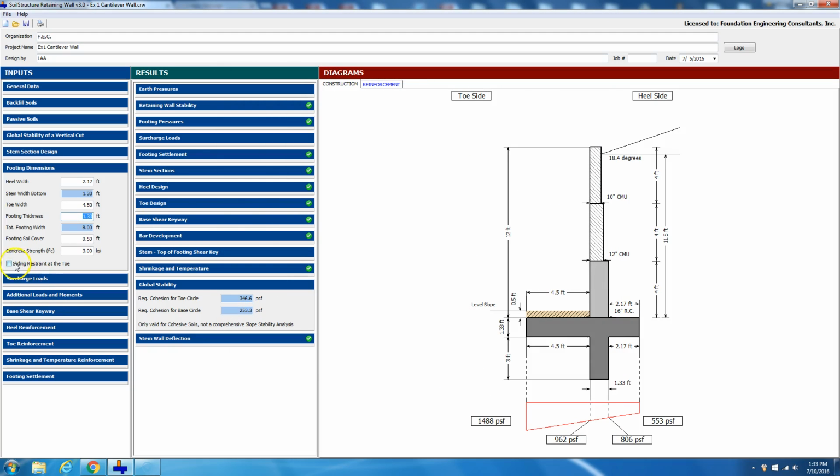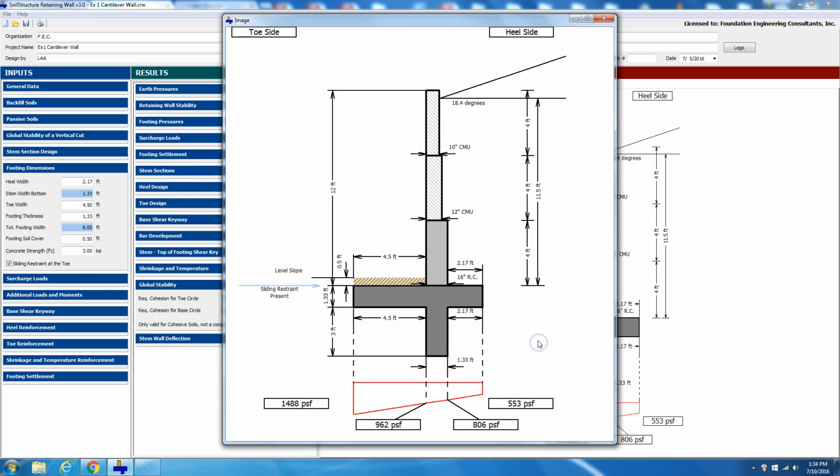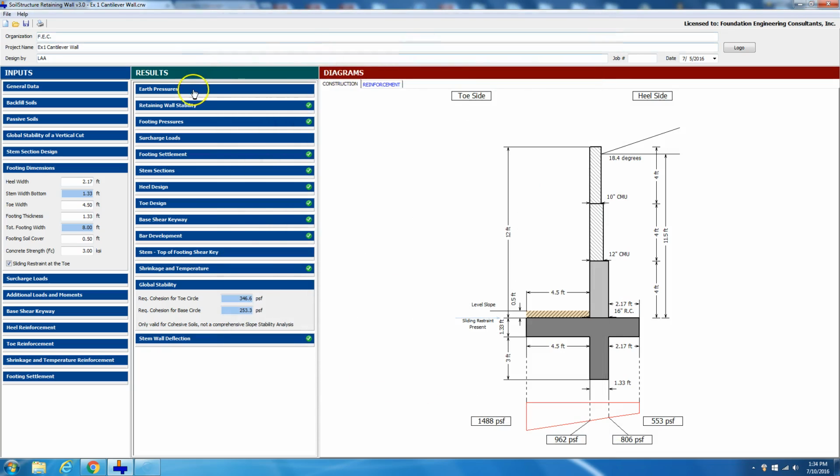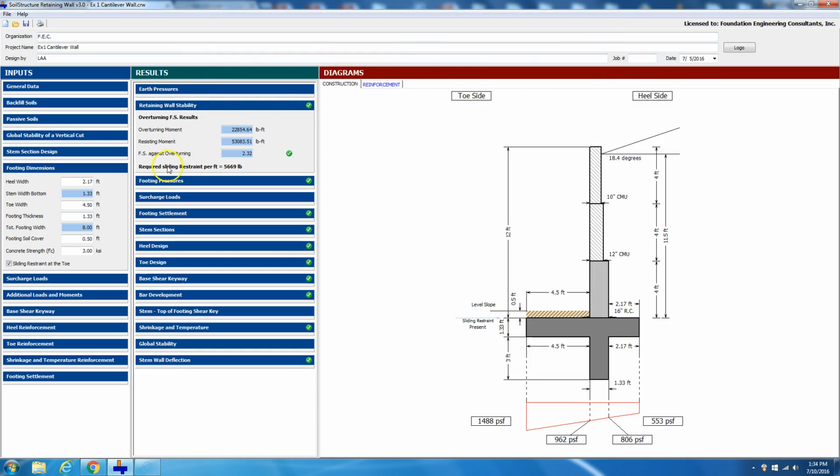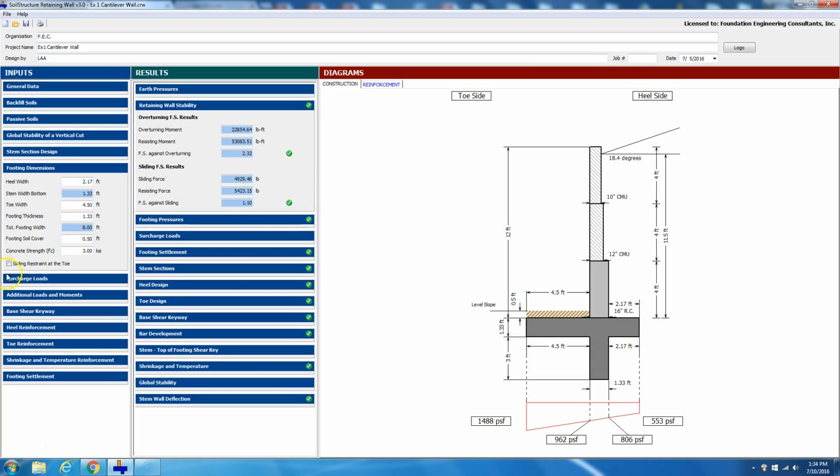Okay, now if we had a restraint, we would click on this, and if you go into the diagram, you'll see that you have a sliding restraint. And if you close that and go into the retaining wall stability, it will not compute the sliding factor of safety because you have a restraint, but it will tell you what restraint you need in order to get 1.10 factor of safety for sliding. Because we have seismic earth pressure, you need 5669 pounds. So let's take that out.